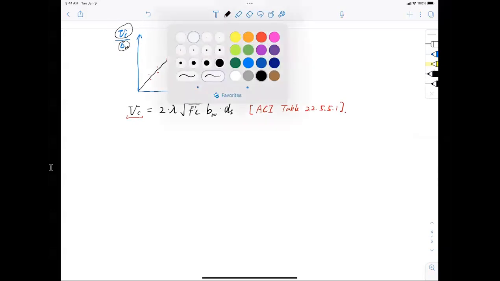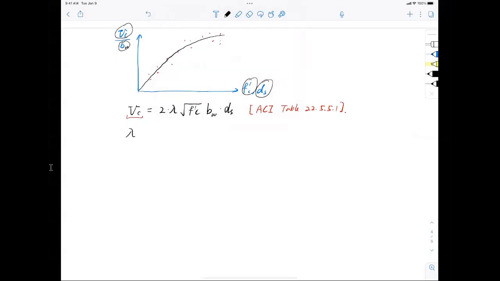Now, let's take a look at the parameters. So lambda is a density parameter, okay? That is 1.0 for normal weight concrete. So what is normal weight concrete, Bob, you ask? Well, normal weight concrete means the concrete I gave you without saying it's otherwise, right? If I don't say anything, it is normal weight concrete. Just normal concrete, right? And what it really means is that the aggregates in this concrete are solid, not porous.